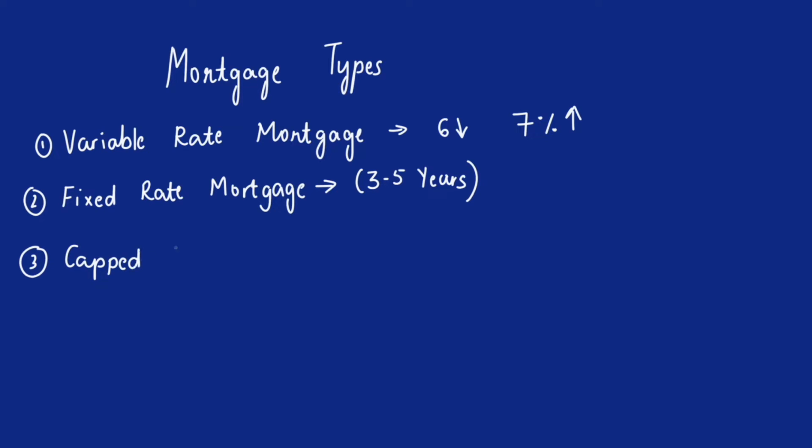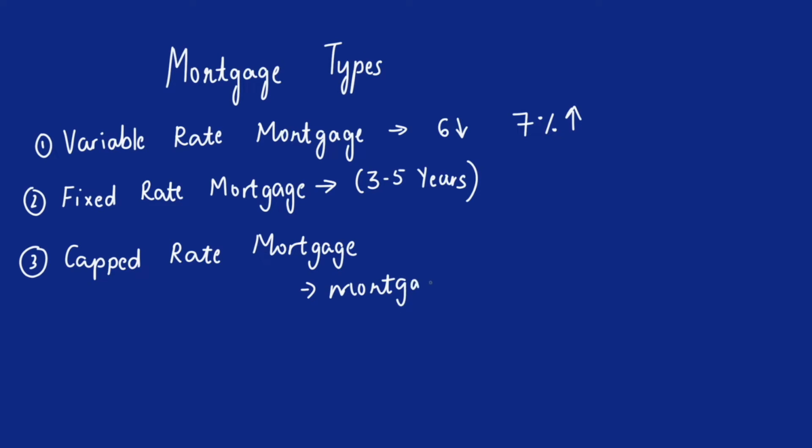But if the rates were to lower, it wouldn't work out in your favor because you'd still be paying that figure. The third type is my favorite. It's called cap rate mortgages. And as the name suggests, what it does is it protects the borrowers from the rates rising above a particular band or a particular rate. So it caps the extent to which it can go.